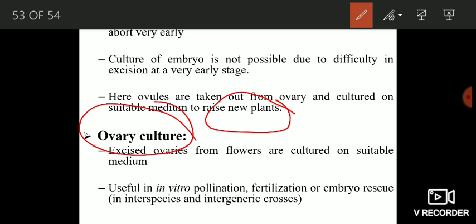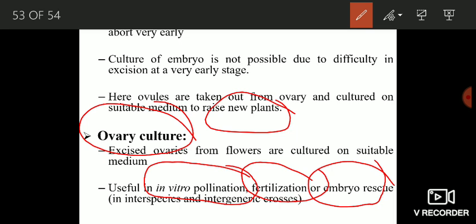Another way is ovary culture. In ovary culture, you are taking the whole ovary, you are excising the whole ovary from the flowers, and you culture these ovaries on a stable culture medium. And ovary culture is useful for a number of purposes. For example, you have to do in vitro pollination, in vitro fertilization, and in some cases you can use ovary culture to rescue the embryos.